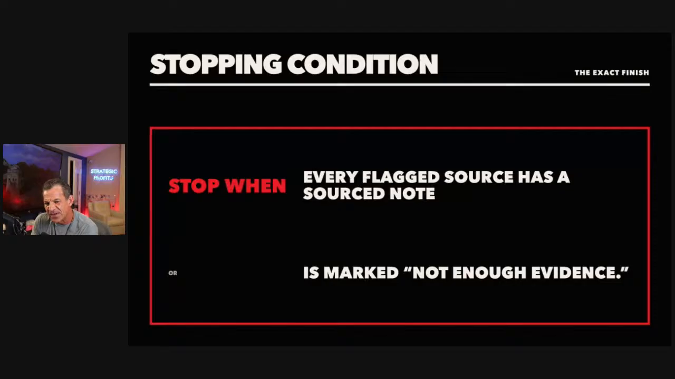A stopping condition defines completion and prevents endless or premature work. Every agent needs an exact finish, right? When is it going to stop? You need to tell it. Stop when every flagged source has a source note or is marked not enough evidence, or is completed, or whatever. Now both the system and the reviewer can tell whether the job is done. Someone should be able to see it. Anyone should be able to identify it.